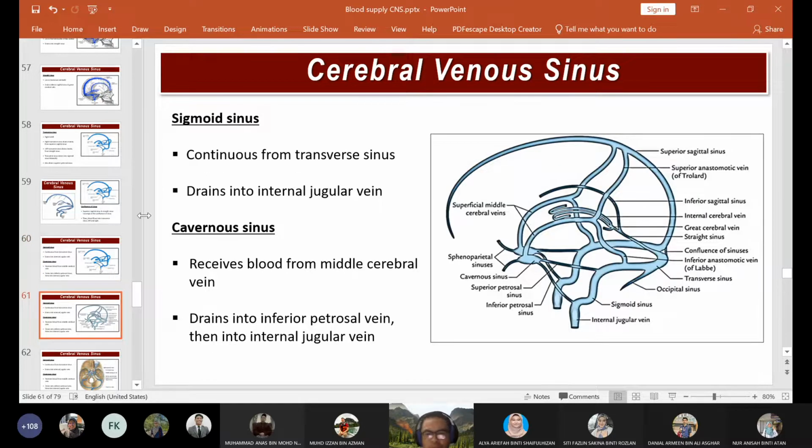Nanti awak tengok go through one by one. Tak pun jangan takut sangat. I know it's a lot. Tengok sekali lagi, sigmoid sinus masuk IJV.